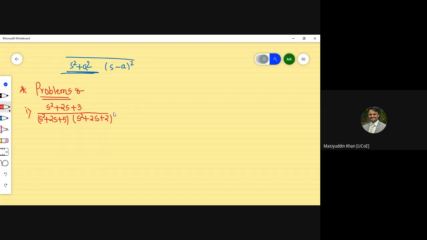And I request all the students, this is for your homework, you have to tackle this numerical by using convolution. I'm going to solve it here by using partial fractions, so that we can match our answers and come to one conclusion: the problems solved by convolution and the problems solved by partial fractions, the results do not differ.